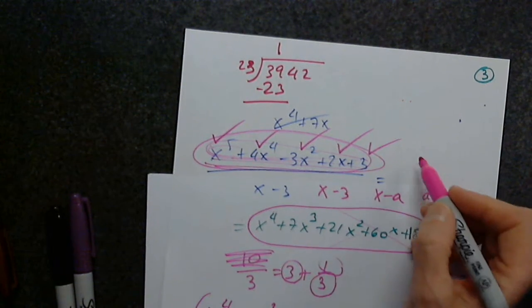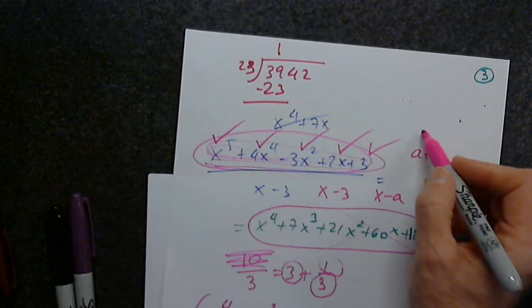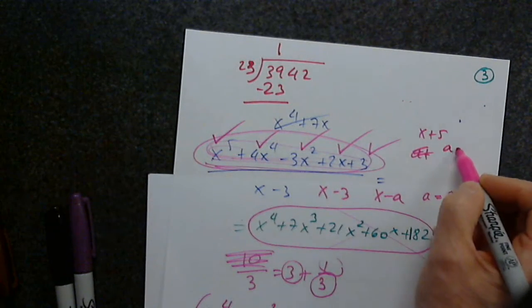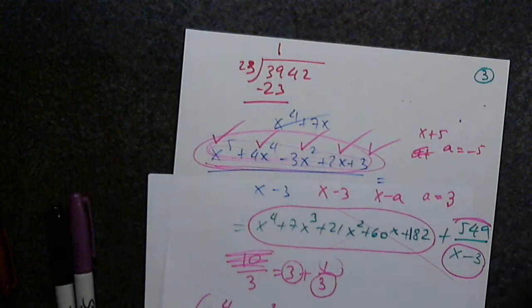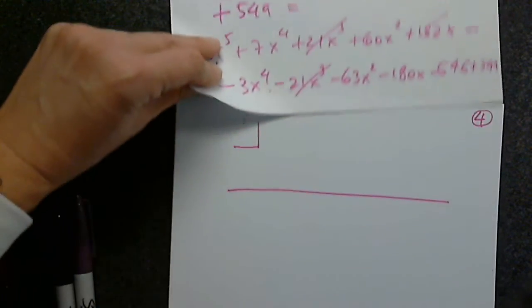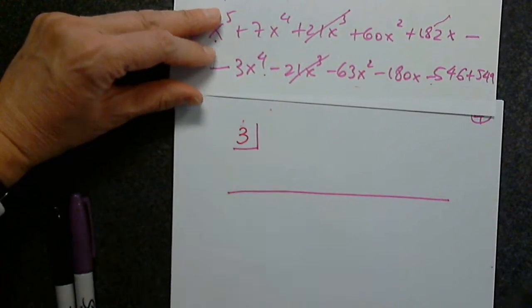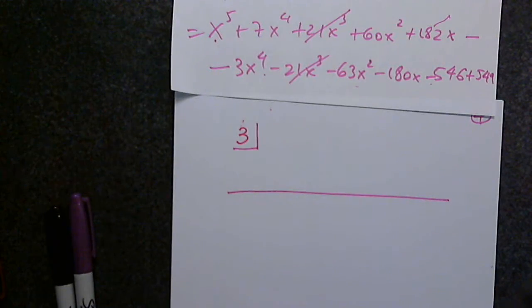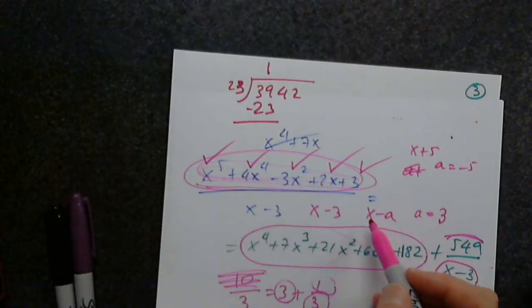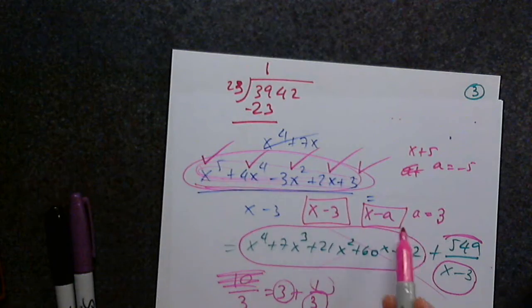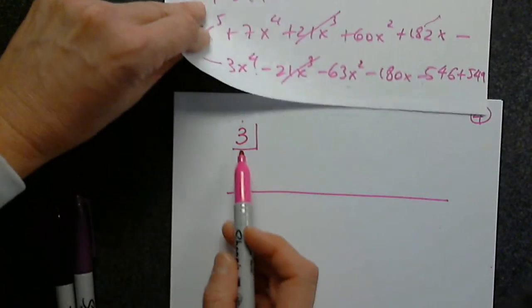a is 3. What if I have x plus 5? How much will a be? Negative 5. This is the number that goes in this box. So I compare x minus a to x minus 3. I identify that a is 3, and it goes in the box.